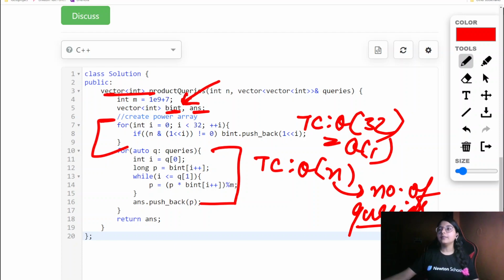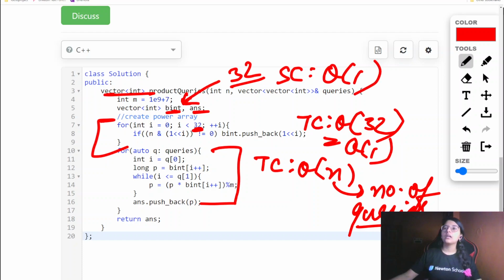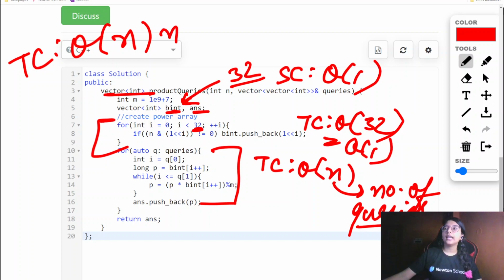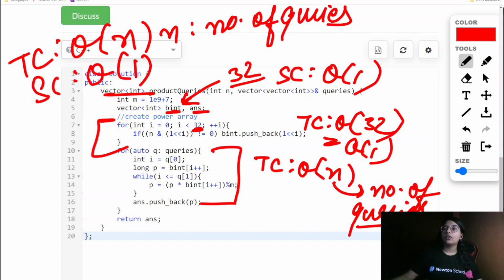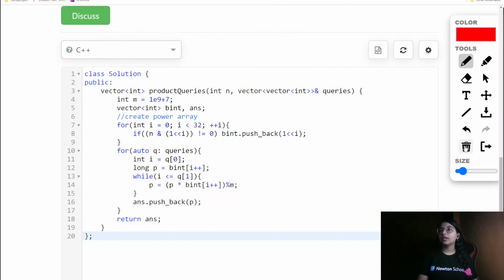So for this part, here you can clearly see that it will be storing at max till 32 cells. So that's why the space complexity also contributes to order of 1 only. So now comes the part that the final time complexity is order of n, where n refers to the number of queries which are being there, and the space complexity is basically order of 1. So this was all for this particular question.